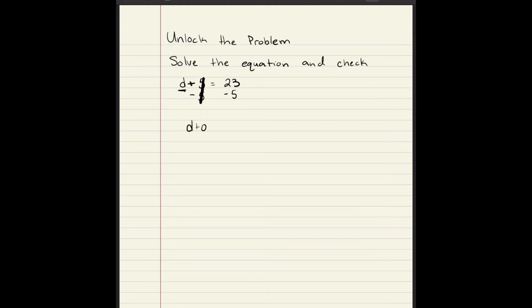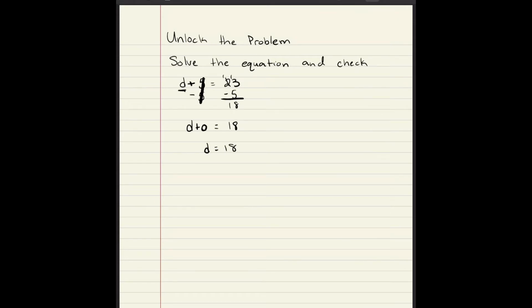So now I have d plus 0 equals 23 minus 5, which would be 18. So d plus 0, if there's nothing to add, plus 0, then it's d equals 18.